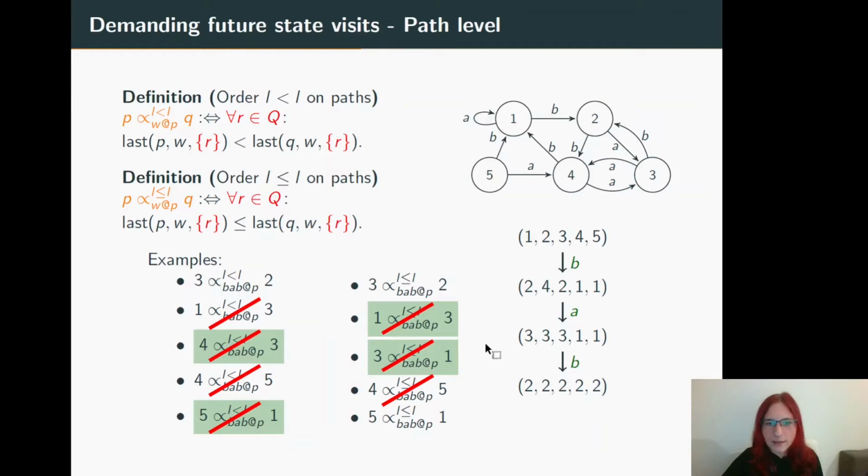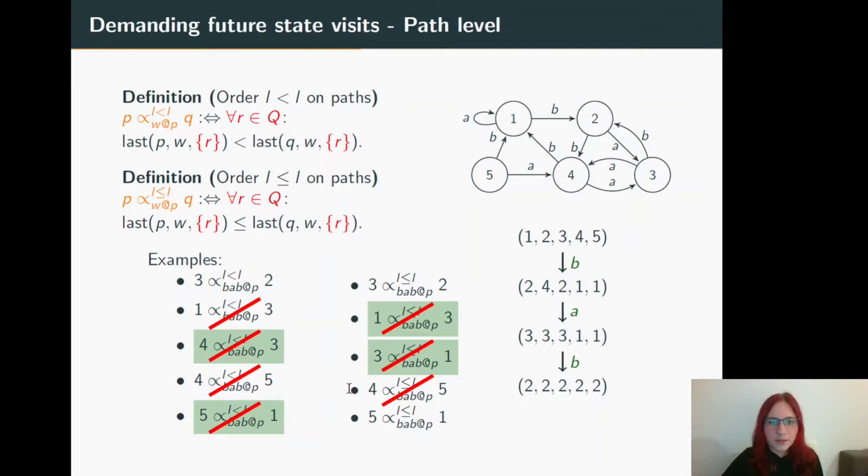This is no longer the case if we consider paths, because now we need to have that on every path the last position of 1 is smaller than the last position of 3. While this is true for the first 3 paths, this is no longer true on the 4th and 5th path, because when we track the state 4, then we reach the state 1 at some point, but we never reach the state 3. And the same holds for the other direction, because, for instance, on this path here, the state 3 appears, but the state 1 does not appear.